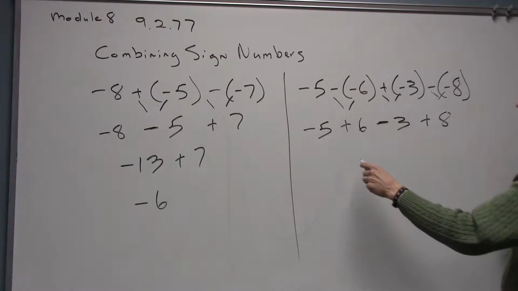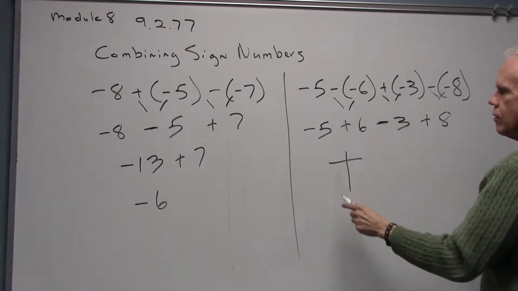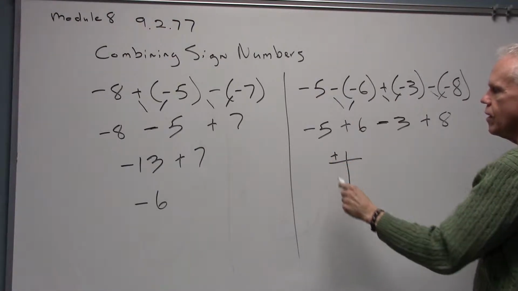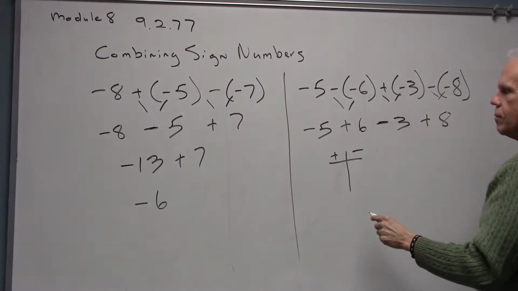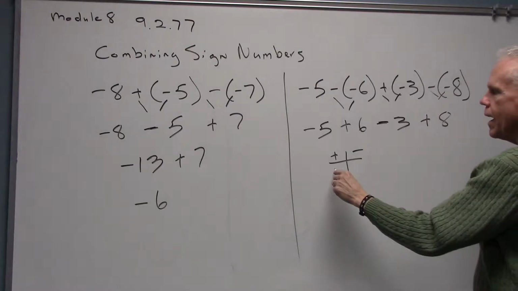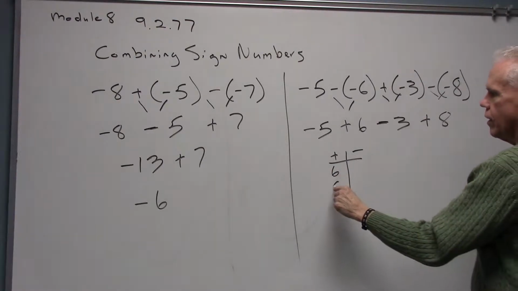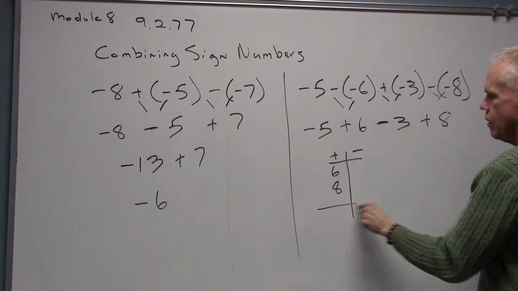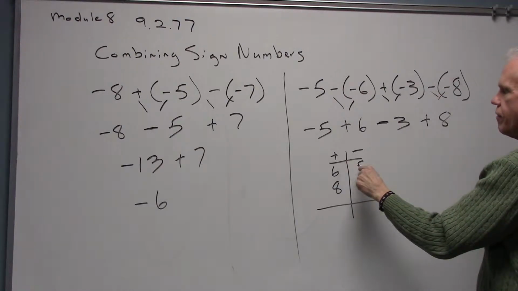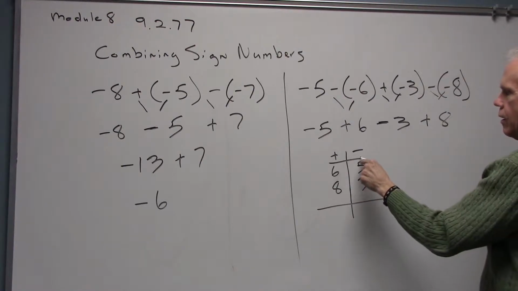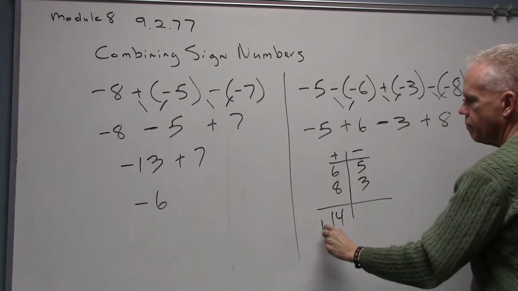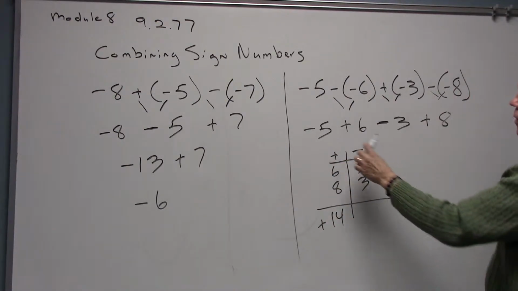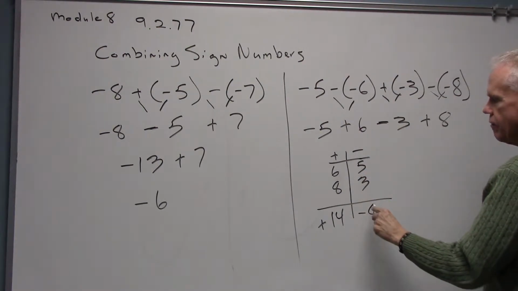Well, watch this. This is a pretty cool little table we can do. Suppose we take our positive numbers and put them on one side of the table. We take our negative numbers and put them on the other side. On the positive side, we have 6 and we have 8. On the negative side, we have 5 and we have 3. So if we put our positives together, we're going to end up with positive 14. If we put our negatives together, we're going to end up with negative 8.